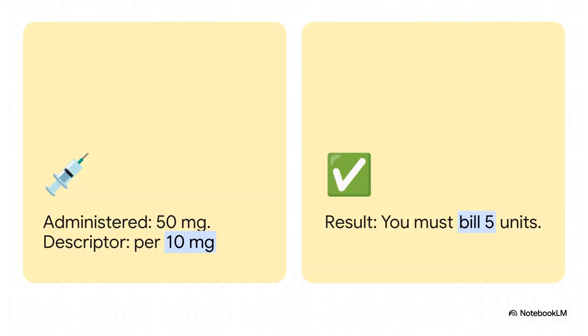And this brilliantly illustrates how that works in practice. Imagine a patient gets 50 milligrams of a drug. You look up the code, and the descriptor specifically says per 10 milligrams. Okay, so you just divide the 50 administered by the 10 in the descriptor. The result? You must bill 5 units on that claim. If you only bill 1 unit, you literally just lost the practice 80% of their reimbursement.